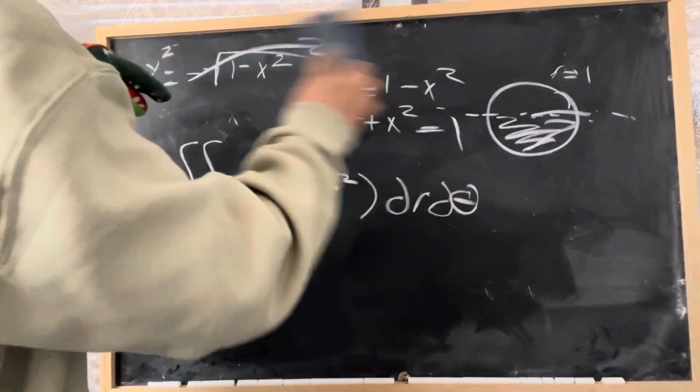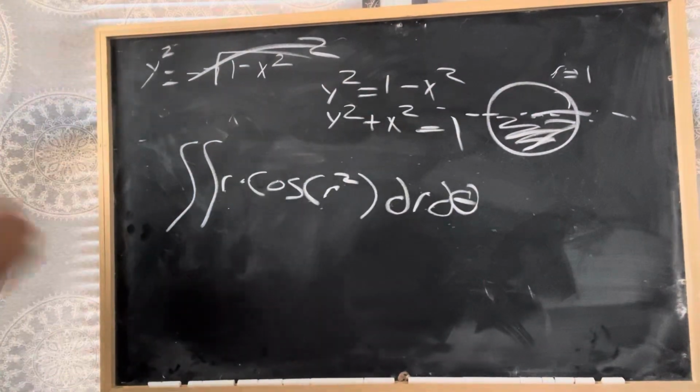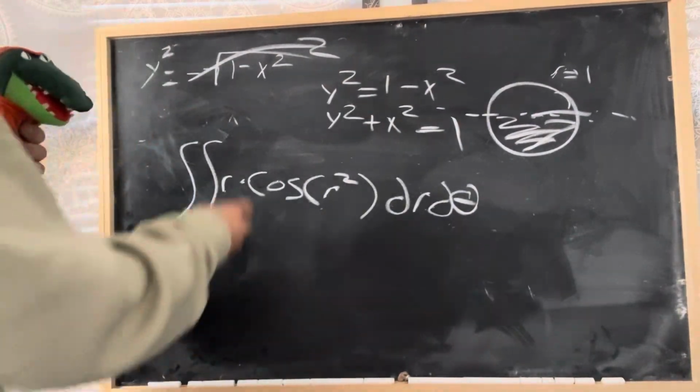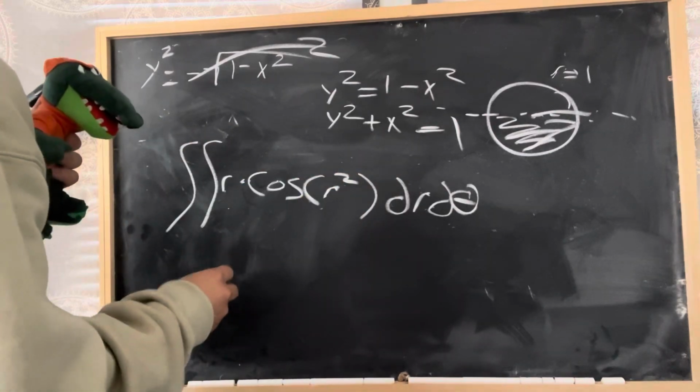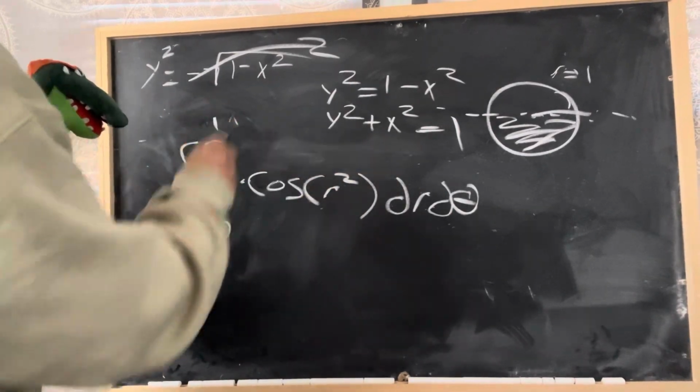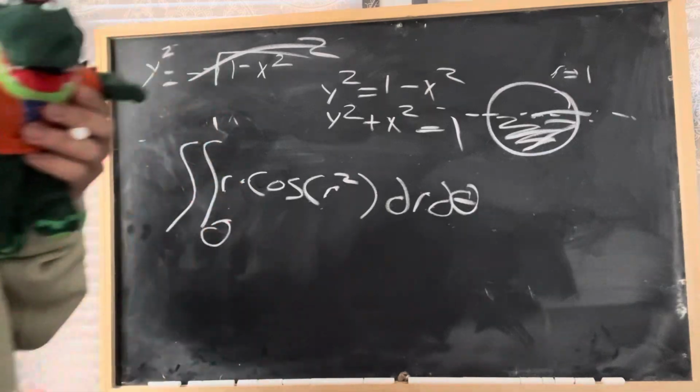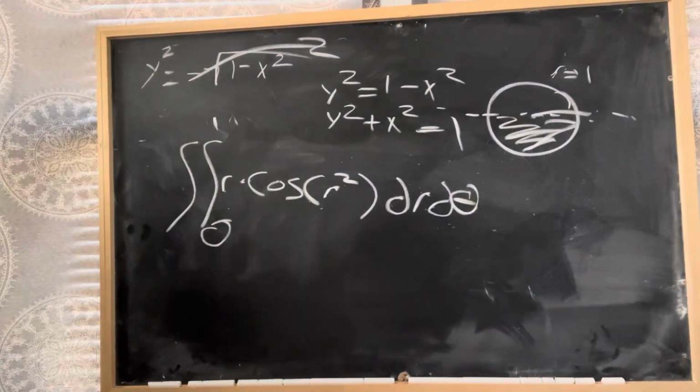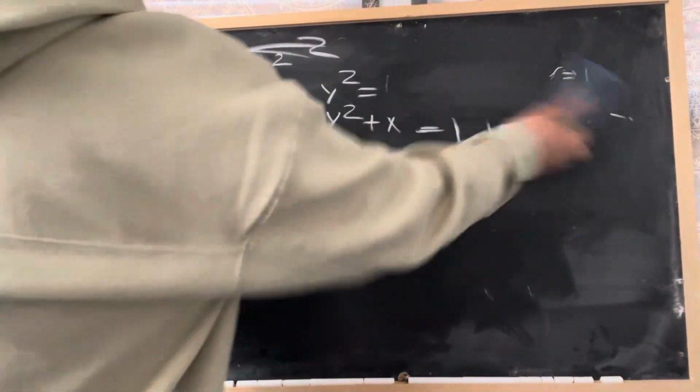And yeah, since we have a radius of 1, or since we just found out our radius is equal to 1, we can go ahead and start with the dr part, right? So it'll be from 0 to 1. That's what we're integrating with respect to in terms of the radius. Duh.